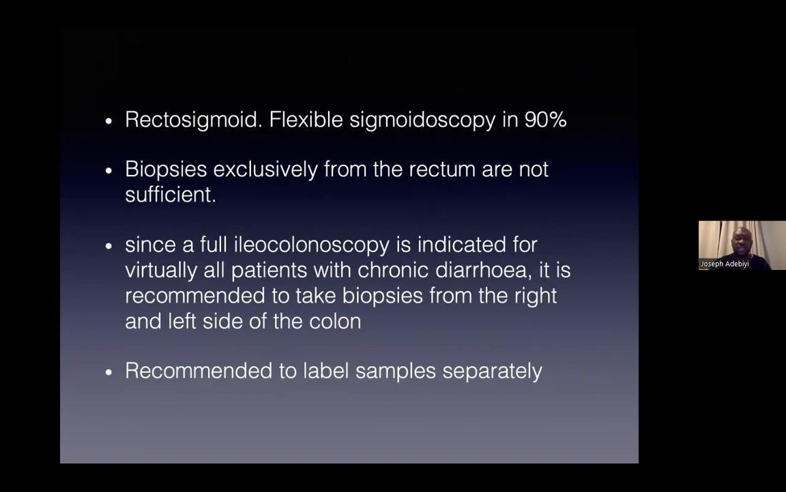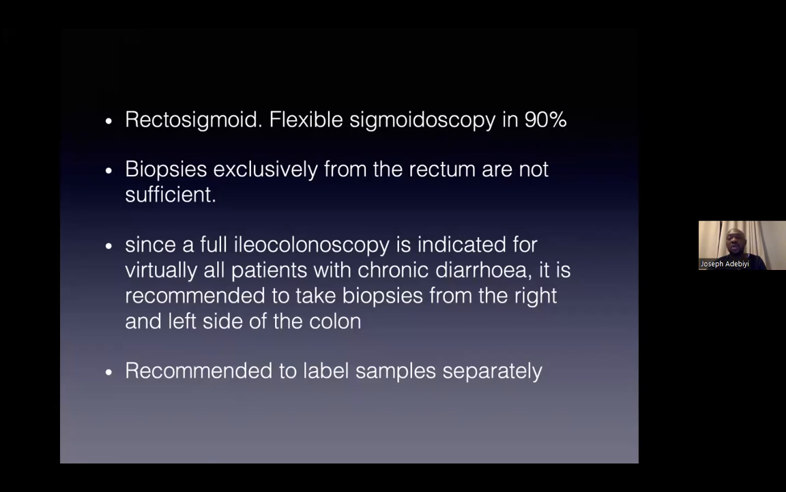It is also recommended to take samples separately and to label the samples separately. The reason is that there is higher lamina propria on the right side. If you don't label them properly, it may confuse the pathologists, because they may describe having higher lamina propria with thicker collagenous bands, which have been reported in the sigmoid and even in the rectum. So they may confuse these changes as microscopic colitis. But when you label your samples properly, and say this is from the left, this is from the right, they may be able to compare those changes.